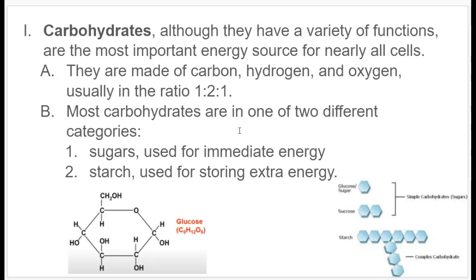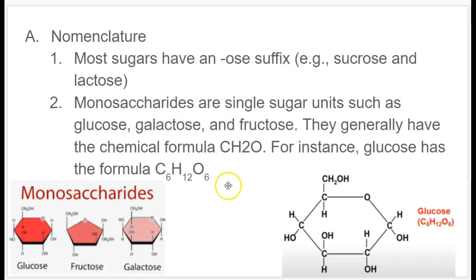Now, when we look at carbohydrates, they're generally going to be in one of two categories. You have sugars, which are used for immediate energy, and then you've got starch, which is used more for storing energy. And starch is more commonly found in plant cells instead of animal cells. Now, when we talk about naming, this fancy word here, nomenclature, refers to naming. So when you name something in science, most sugars have an OSE ending. For example, sucrose, we see this OSE ending. Lactose, OSE, that tells us it's a sugar.